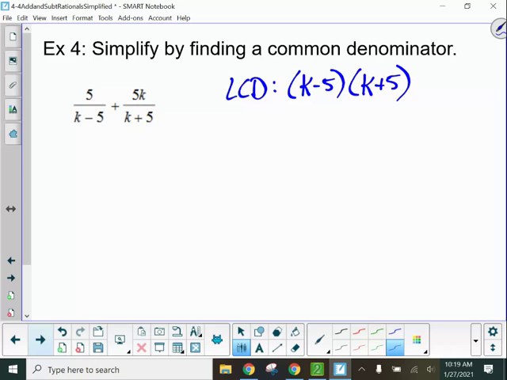Again, we wouldn't repeat terms. If they shared a denominator, you would not repeat that, but these are different because one has the plus, one has the minus. So now, just like we did before, we're going to multiply by the missing piece. The first fraction has the k minus 5, but it's missing the k plus 5. So I have to multiply on top and on the bottom. The second fraction has the k plus 5, but it is missing the k minus 5.